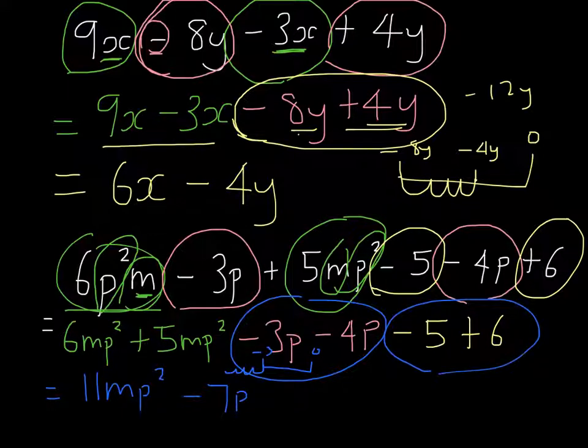Same thing with the last one, being really careful with negatives. We're at negative 5. We add on 6. 1, 2, 3, 4, 5 gets us to 0. One more gets us into the positive. So that's negative 5 plus 6 is equal to 1. So that is our expression simplified.